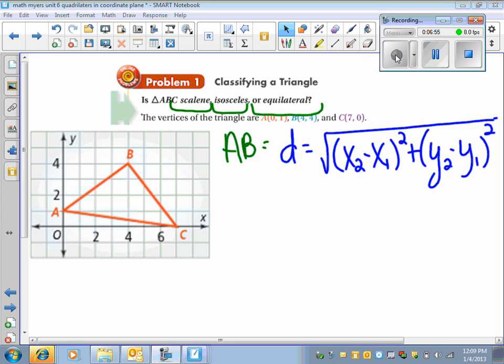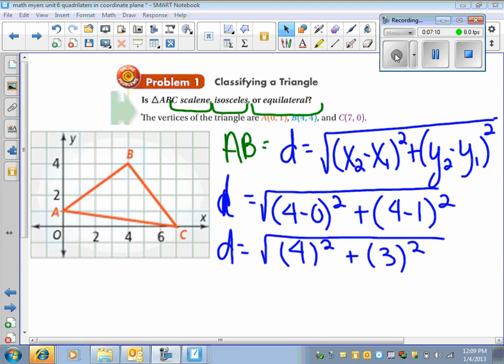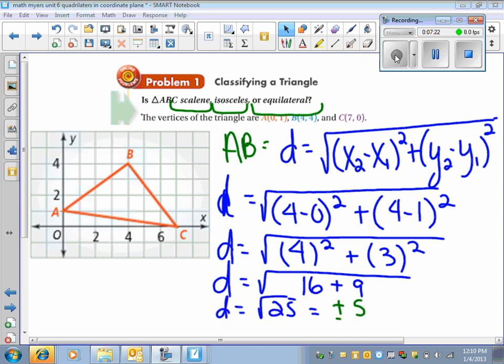All right, so the first thing I want to do is write down my distance formula. The next thing I'm going to do is plug in the values for A and B. So I plug in my A and B, and the next thing I do is simplify what's in parentheses. After I simplify what's in parentheses, I square the terms. I get the distance is equal to the square root of 16 plus 9. This becomes the distance is equal to the square root of 25, which is plus or minus 5. But since we're dealing with distance, only the 5 works. There's no such thing as a negative distance. So I come over here and write on my triangle that AB is 5 units.